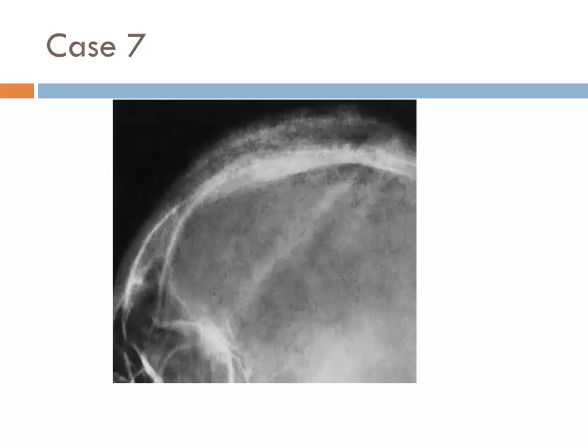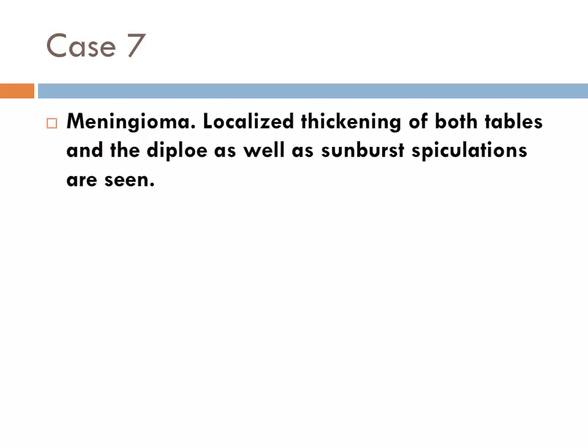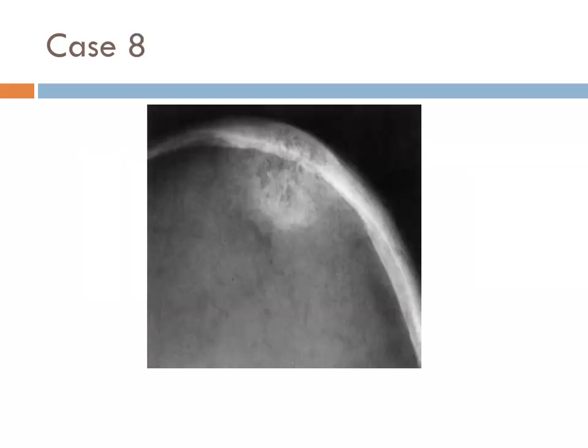Case number 7, meningioma. Localized thickening of both tables and the diplo as well as sunburst spiculations are seen. Case number 8, hemangioma. A slightly expansile lesion with marginal sclerosis and characteristic radiating bony spicules within the lesion is seen.